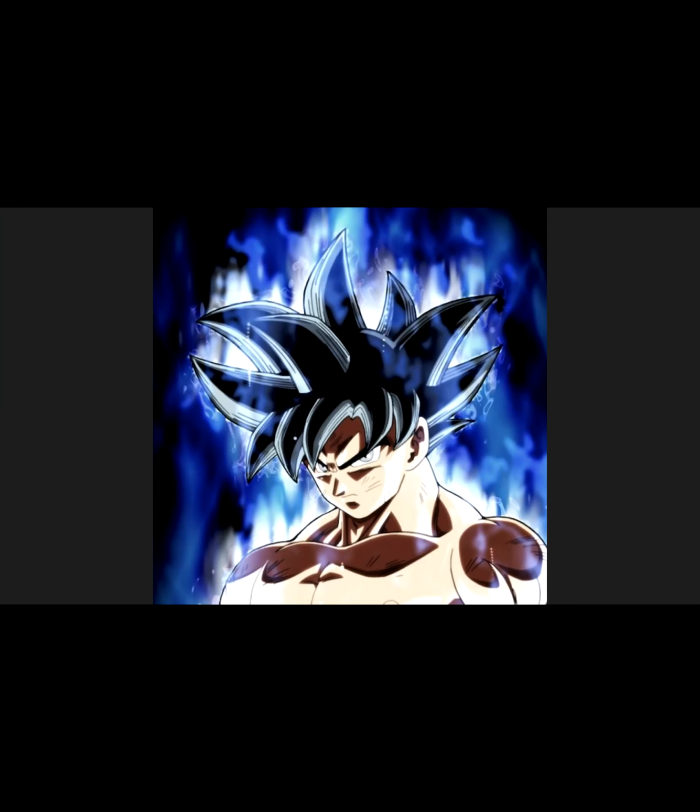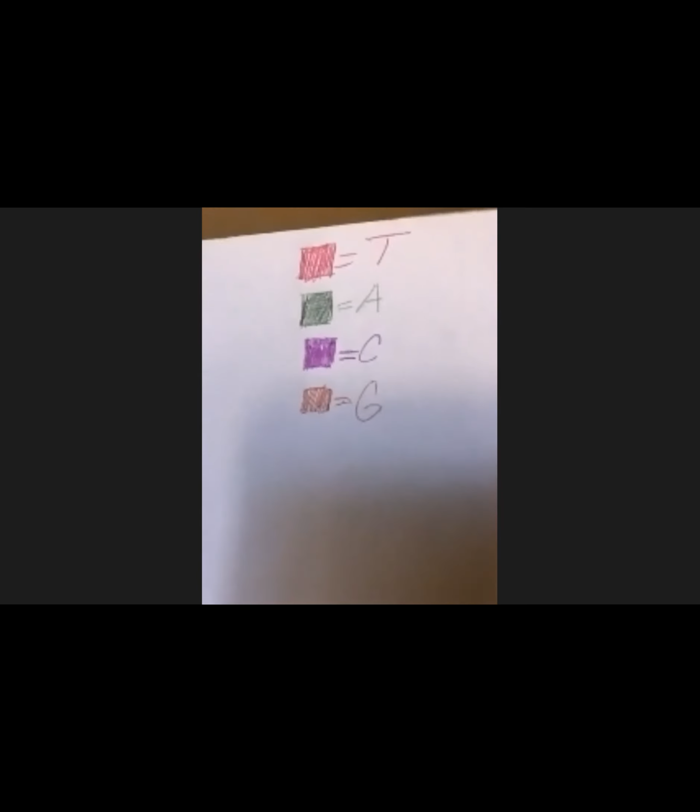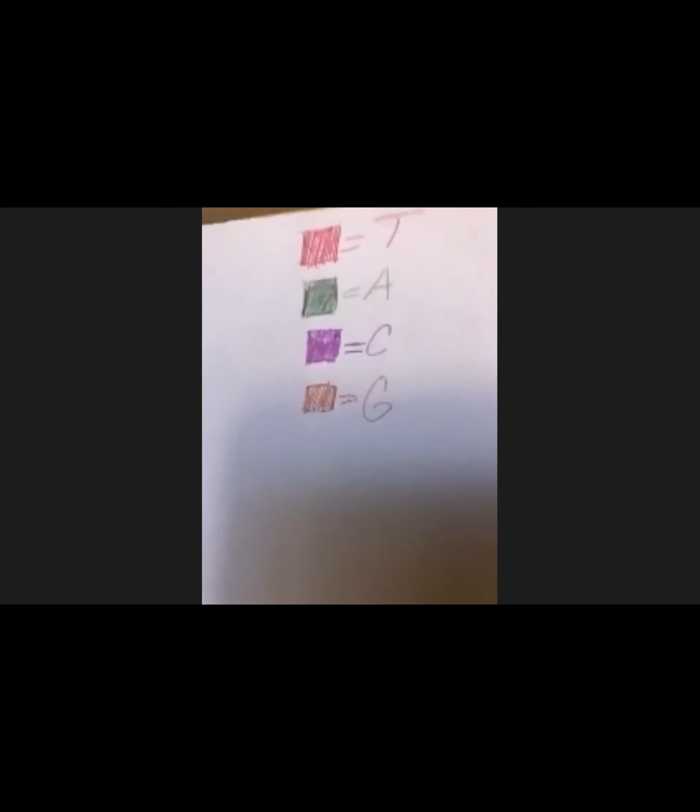Since you guys can't really see the letters, that's the color code. The red is T, the green is A, the purple is C, and the yellow is G.